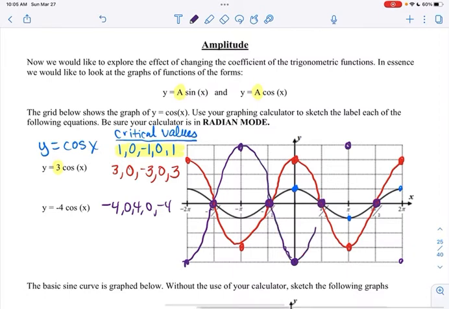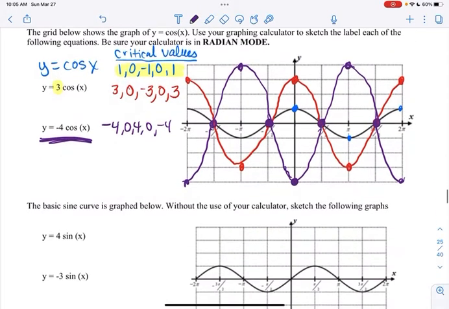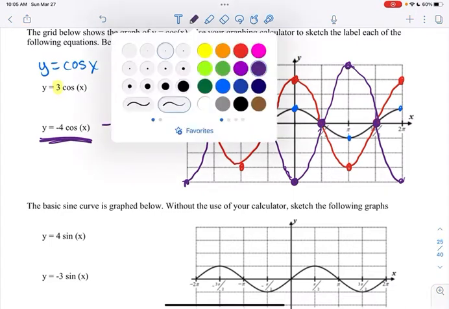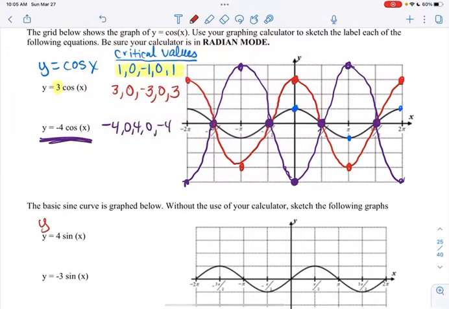And we've talked about transformations before, so that shouldn't be too much of a surprise. That negative just reflects it over the x-axis. So that's the one that I have in purple. The purple graph is y equals -4 cosine of x. The red graph is y equals 3 cosine of x. And all I'm doing is changing those critical values. The same exact thing is going to happen with sine. So remember, y equals sine of x.